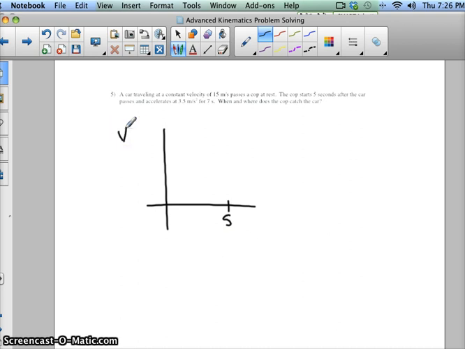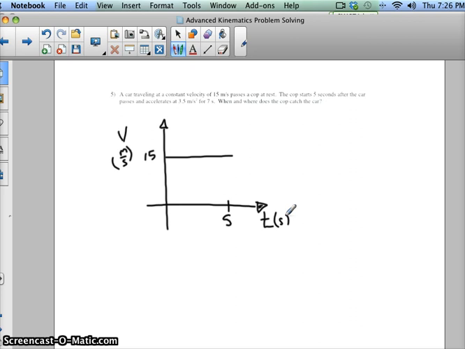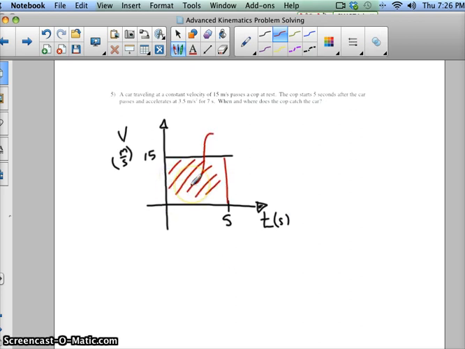So let's just figure out how far ahead this car is. If the car is going 15 meters per second for 5 seconds, this is just constant velocity motion. So based on this velocity time graph, this area is going to be 15 meters per second times 5 seconds, which should give us 75 meters.